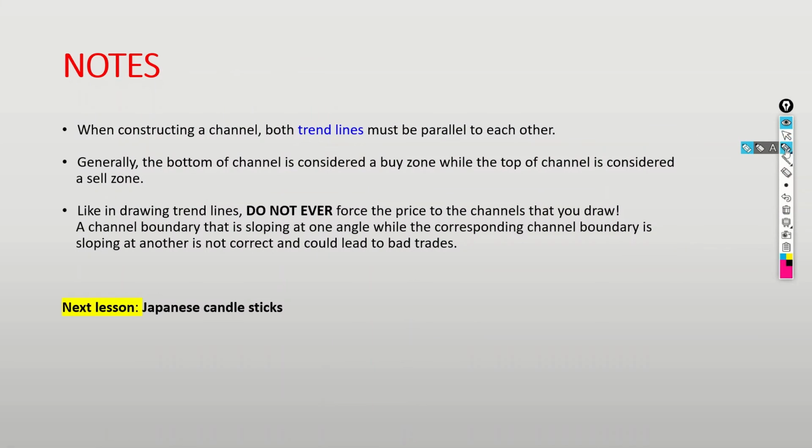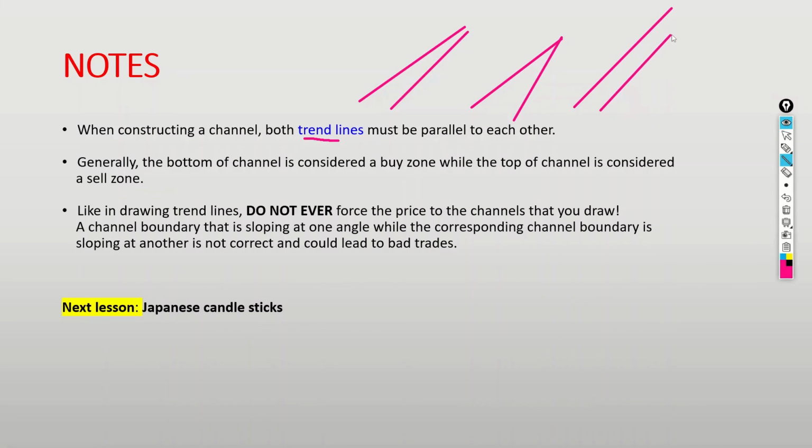So we want to make some notes about channels. When constructing a channel, both trend lines must be parallel to each other. So what are we saying? You shouldn't draw a channel like this. These are not parallel lines, so that one is no longer a valid channel. And then this, that one does not work. That is also not a channel. This, that is a channel. So this is a wrong channel, this is a wrong channel, and this is the right channel.